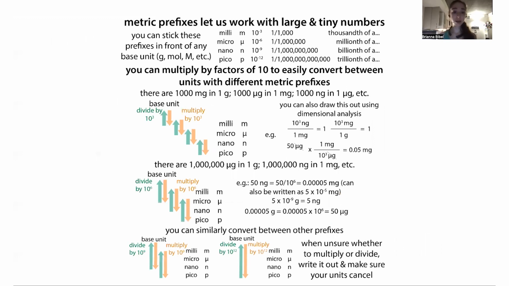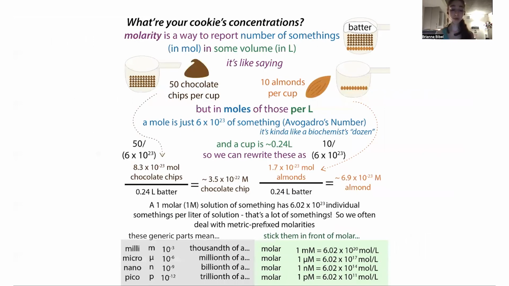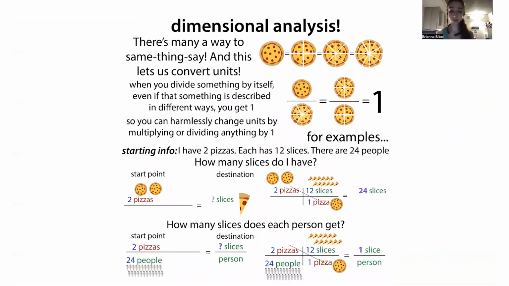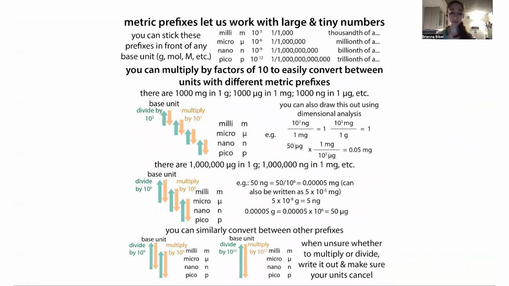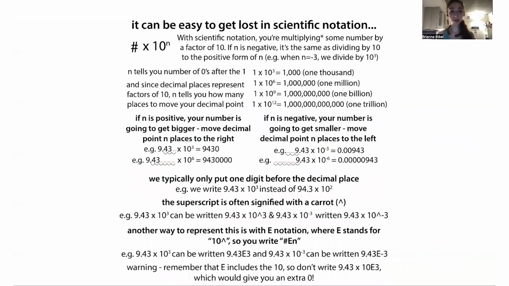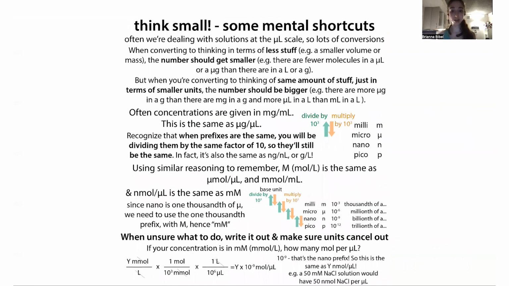And we can similarly convert between all sorts of different scales, and more on this in my post before. So it's helpful to be familiar with molarity, be familiar with these various prefixes and dimensional analysis, and how to convert between these different units, deal with scientific notation, and think logically and do reasonableness checks when you're doing your calculations.